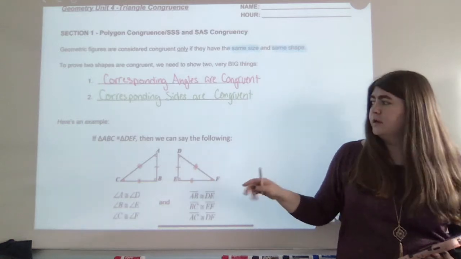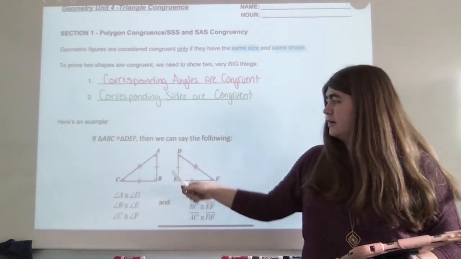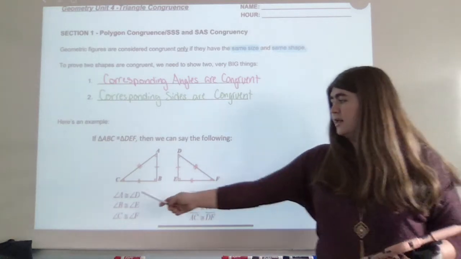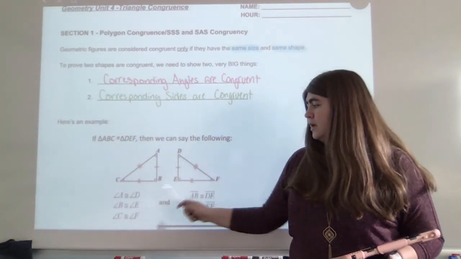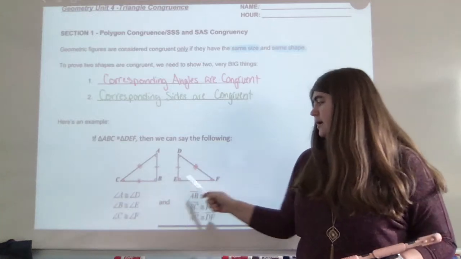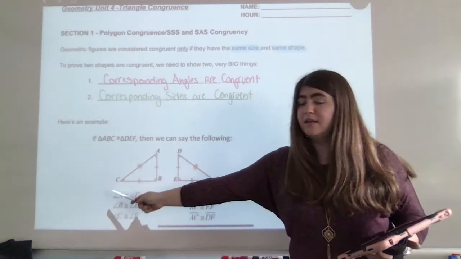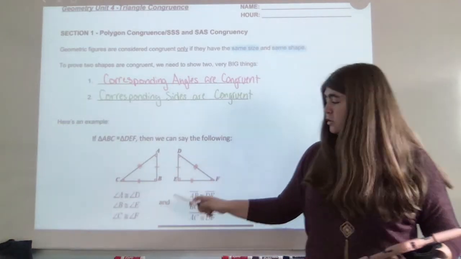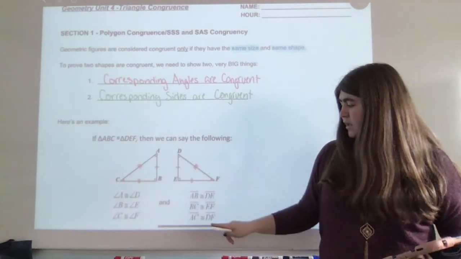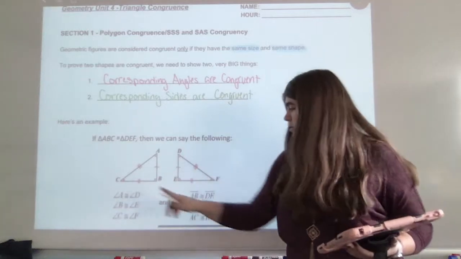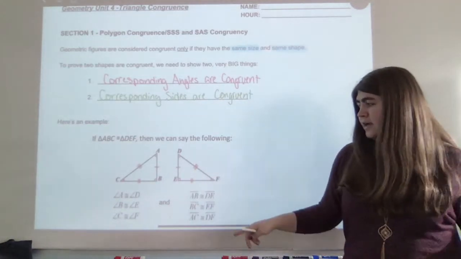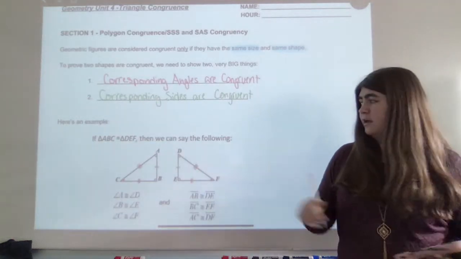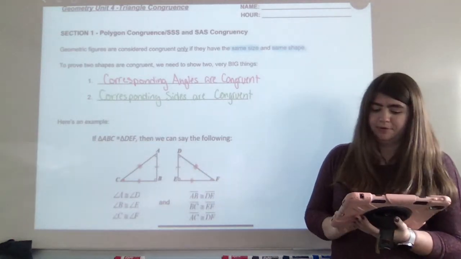congruent. Here's an example. If triangle ABC is congruent to triangle DEF, then we can say that angle A is congruent to angle D, angle B is congruent to angle E, angle C is congruent to angle F, and side AB is congruent to side DE, side BC is congruent to side EF, and side AC is congruent to side DF.